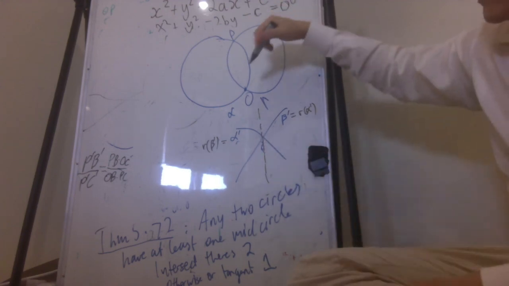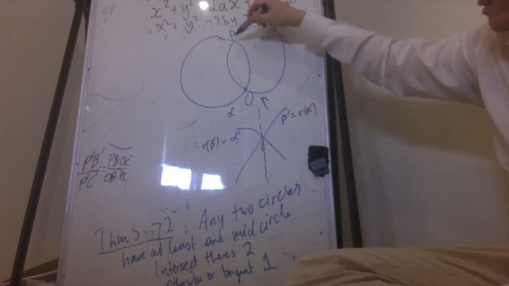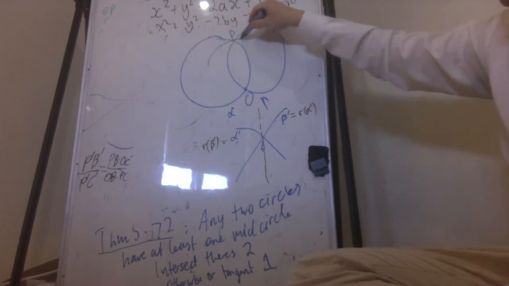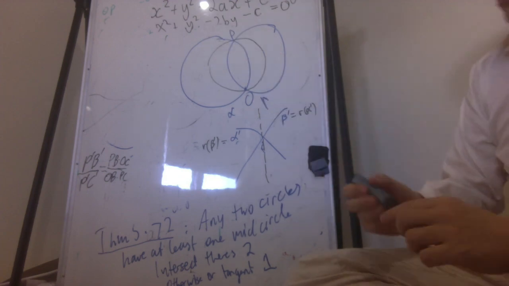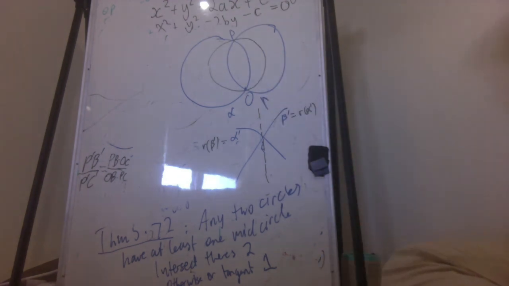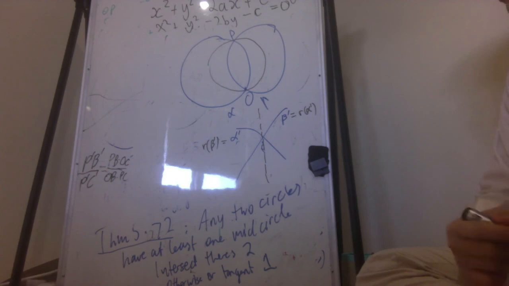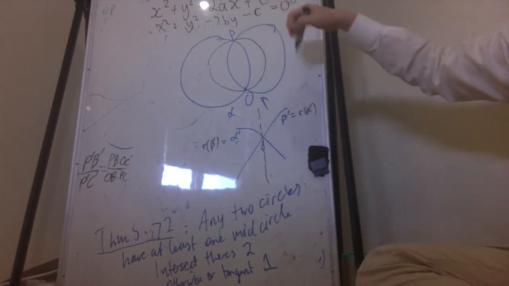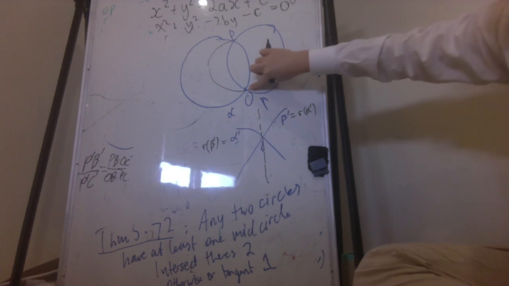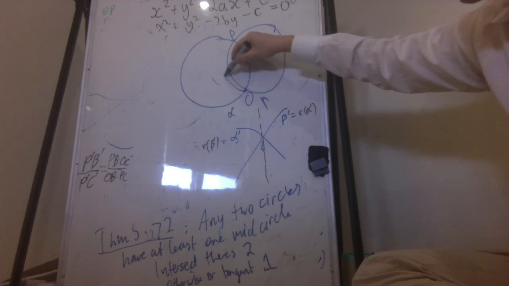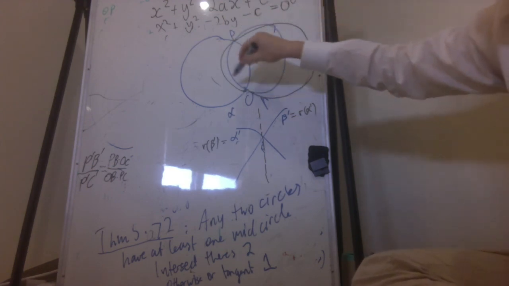So the circle goes through P, right? And it has to go through O as well, yeah? So it has to go through these. Wait, how can it be two? Where's the second? Oh, it doesn't have to be the diameter. There's lots of circles going through. I don't actually know what it looks like. So maybe it's more like this.